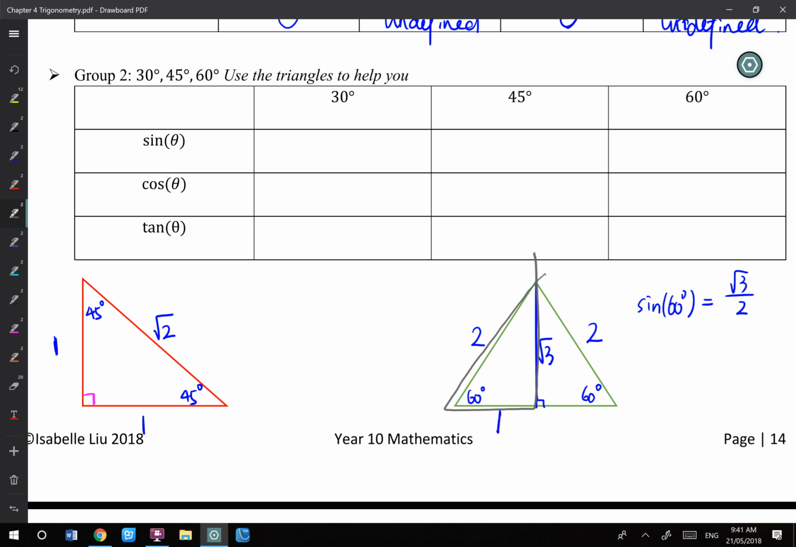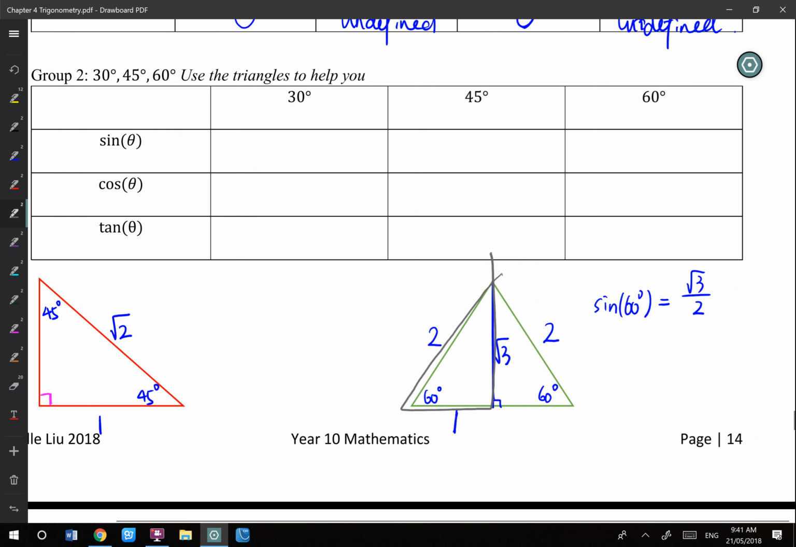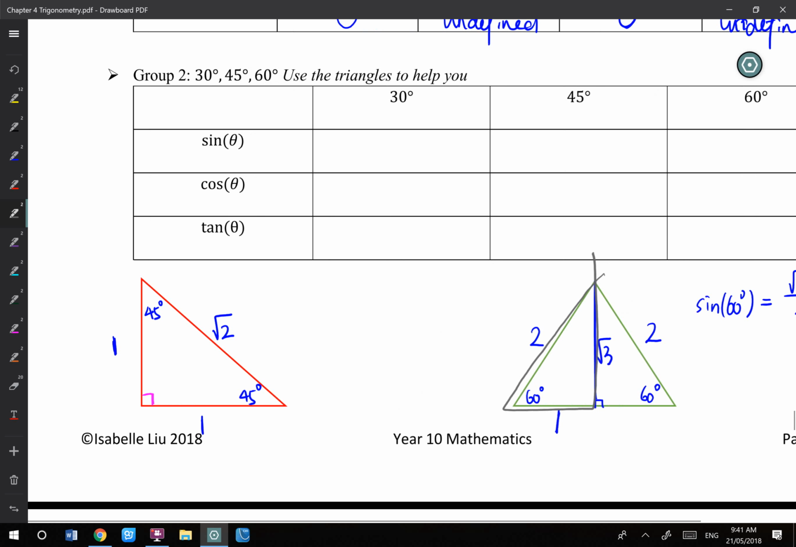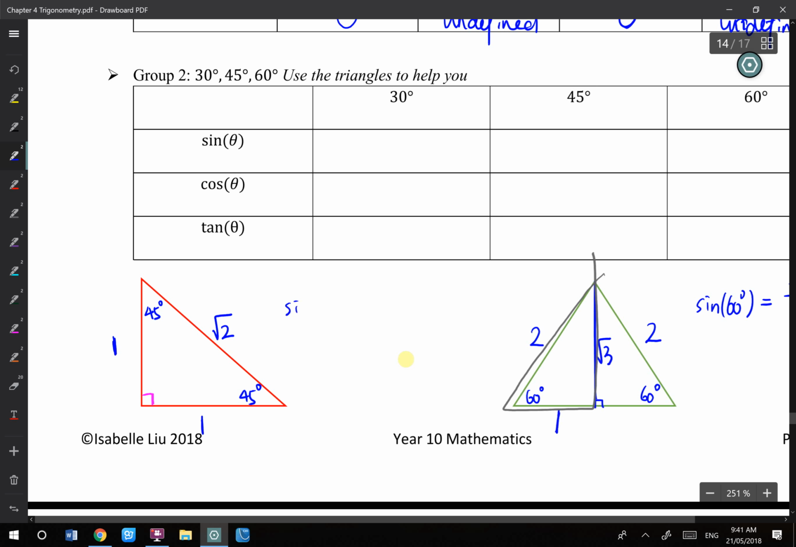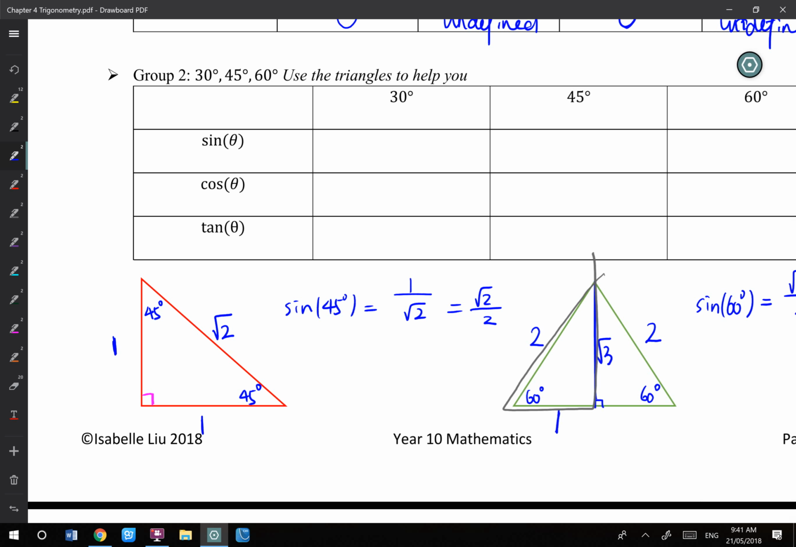I saw everyone complete this table, so I'll just check answers with you. I'm not going to go through how to do it, just one example. For example, sine 45. What's sine 45 degrees? That's 1/√2. If I rationalize the denominator, I have √2/2, because it's the opposite over the hypotenuse.